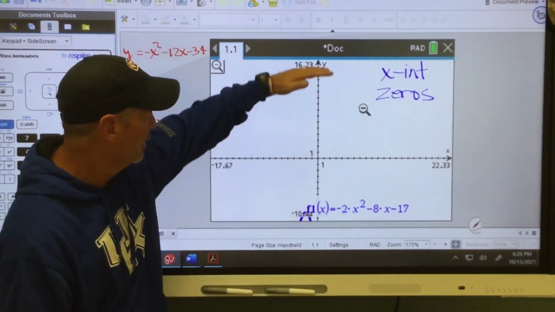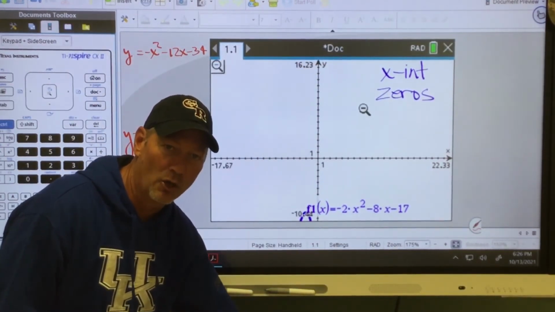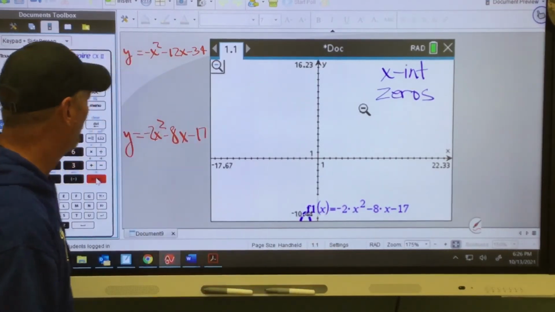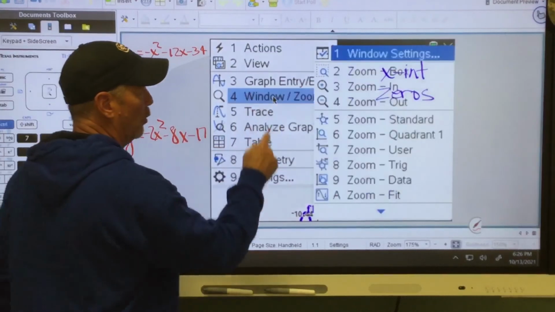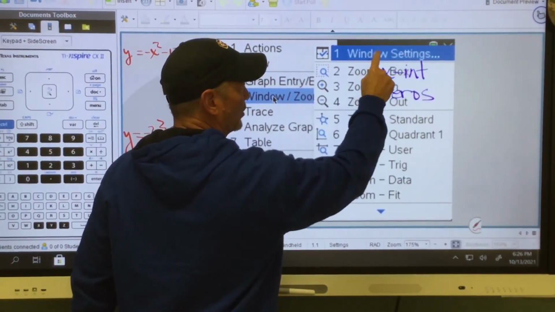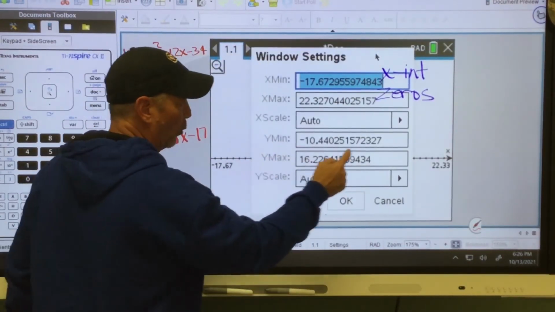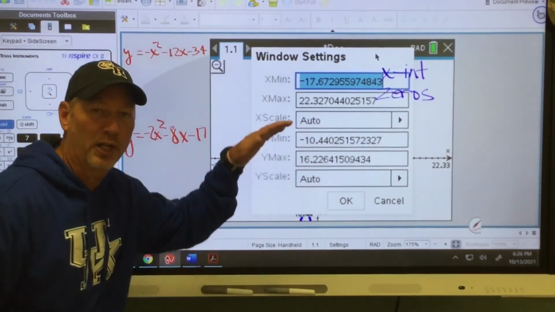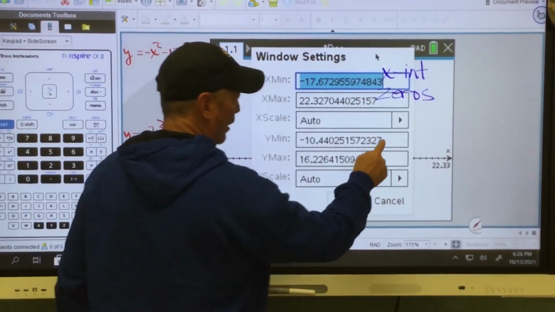How do we do this? Well, if I'm going to try to go down here, my Y values are going to get lower. So watch what I'm going to do. Menu, window. We're going to go to my window settings. You need to learn how to do this. We're going to change our Y minimum. We want to go lower than -10. Okay? So I'm going to come down here.